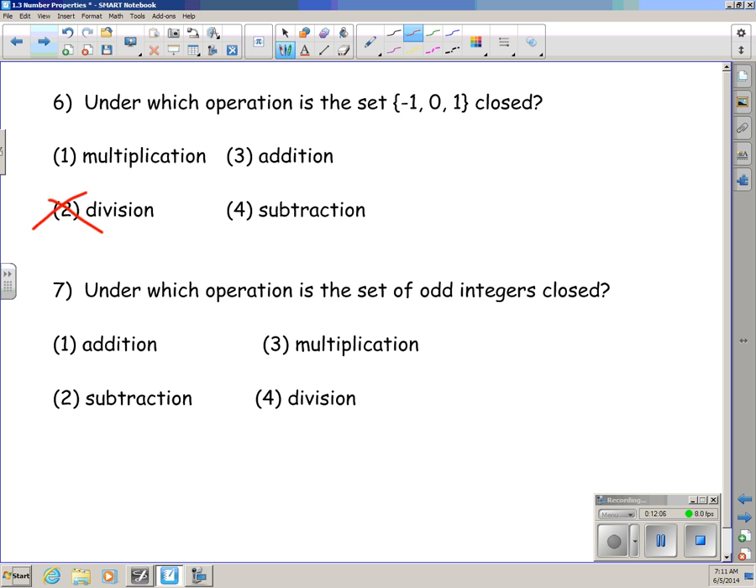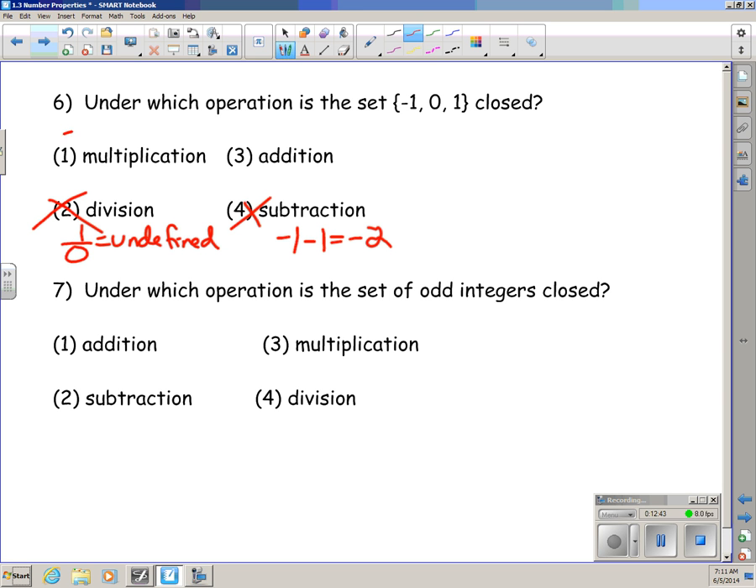So when you multiply numbers in that set, do you produce numbers in that set? Or when you add numbers in that set, do you get a number in that set? Or when you subtract? Subtraction's not going to work because if you do -1 minus 1, you're going to get -2. And that's not in the set. So it's not closed under subtraction, and it's definitely not closed under division because we talked about dividing by 0 being undefined. So you're left with multiplication or addition.